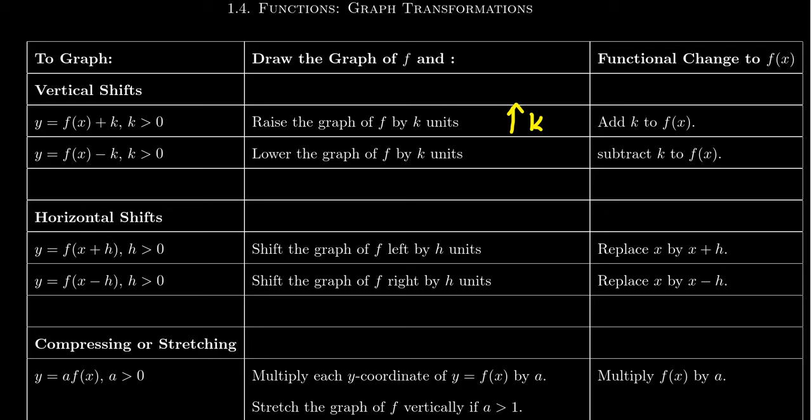In the opposite direction, if you take y equals f of x minus k, where in both situations we're considering k to be a positive number, because if you subtract a negative, you're actually adding a positive. So we want to think of it as, are we adding a positive or subtracting a positive? Well, if you take y equals f of x minus k, this has the effect that you're going to lower the graph by k units, in which case I often denote this by drawing a little arrow downward with a k. And so we do a vertical shift upward by just adding k to the expression f of x, and we shift things down by subtracting k. This is if you want to do a vertical shift.